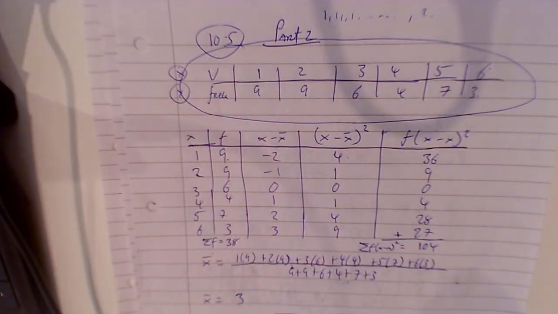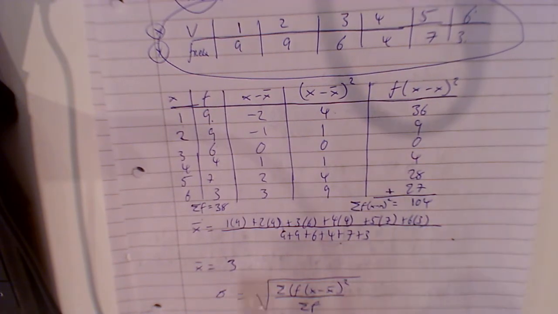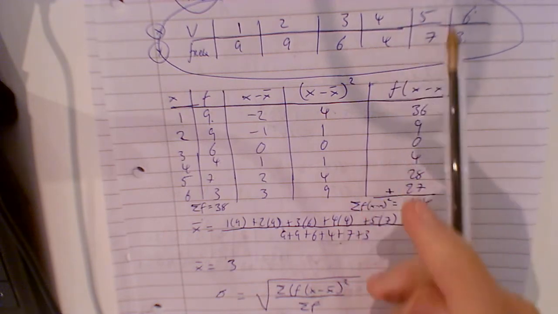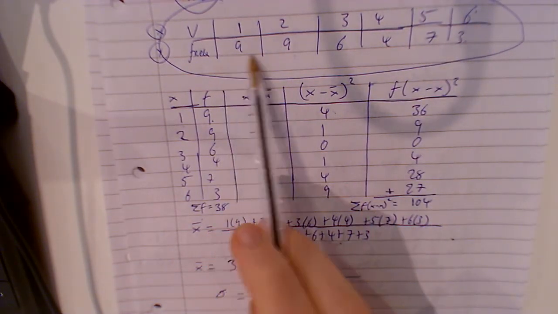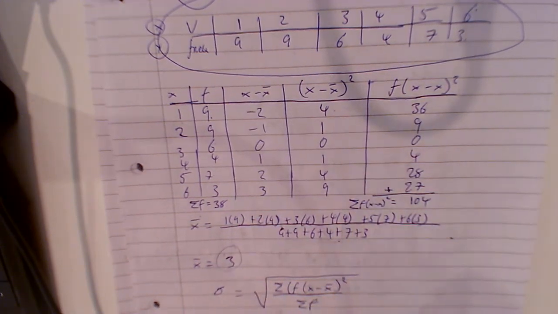Now, if you go back to the previous video, it will show you, but I'll go through it again here, how to get the mean. The mean is 1 by 9, 2 by 9, 3 by 6, 4 by 4, 5 by 7, 6 by 3, all over the sigma, the sum of the frequency. There, and that would give us this value of 3. Then we fill in the table.